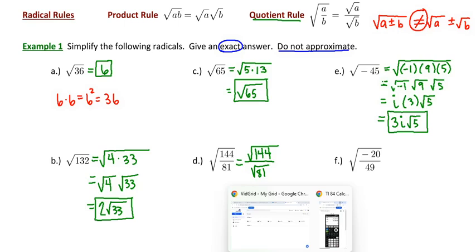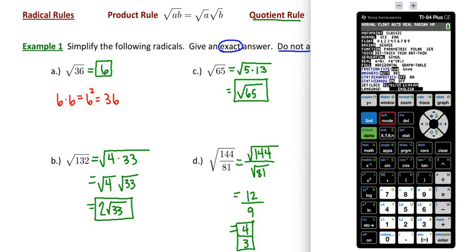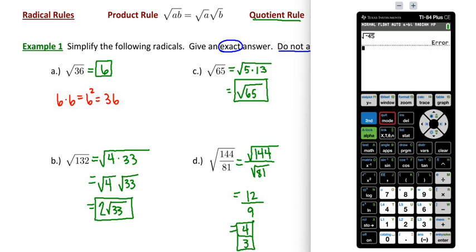This one you can also check with your calculator. Now I want to remind you, if your calculator is in real mode, if you try to evaluate the square root of negative 45, it will give you an error message telling you that's not a real number. So remember, you have to give your calculator access to the complex number system. You can do this by pressing your mode button, using your down arrow key to the real line, highlight A plus BI, the standard form of a complex number, and press enter. And then you can quit back to your home screen.